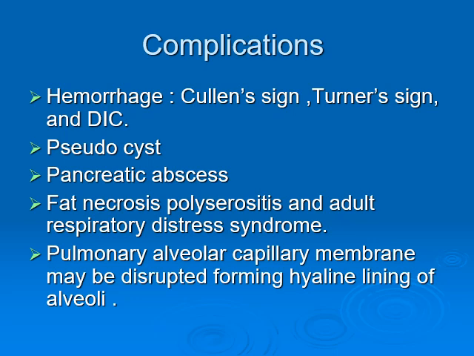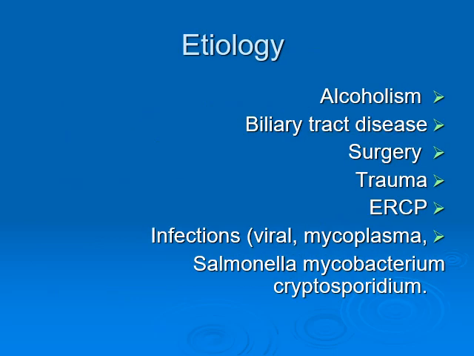There will be disseminated intravascular coagulation. Pseudocyst formation, pancreatic abscess, fat necrosis, polyserositis, and adult respiratory distress syndrome, and this is an indication for ventilation, and the patient must be admitted to intensive care in severe cases. Pulmonary alveolar capillary membrane may be disrupted, forming hyaline lining of the alveoli, leading to hyaline membrane respiratory disease like that in children.